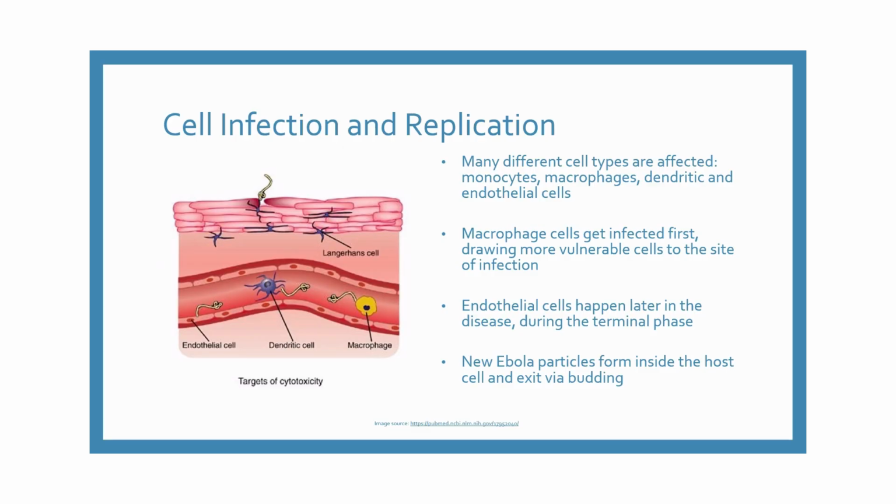New Ebola virus particles form inside the host cell and exit via budding. So as new virus particles are assembled, they exit the host cell by pushing through its membrane. And in the process, it takes a piece of the host membrane with it. And this piece already contains viral proteins and becomes the virus's outer envelope.